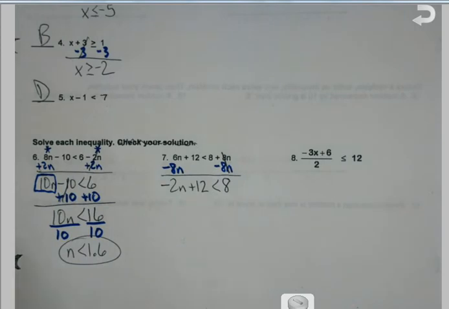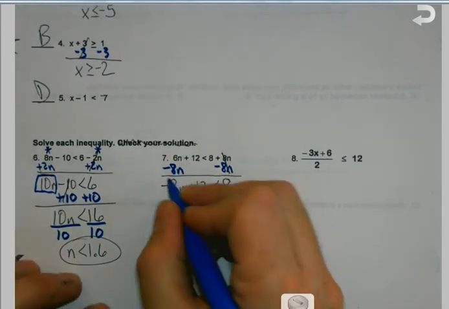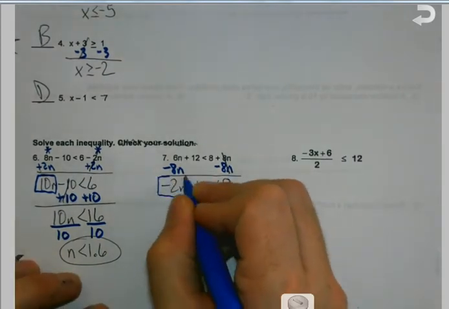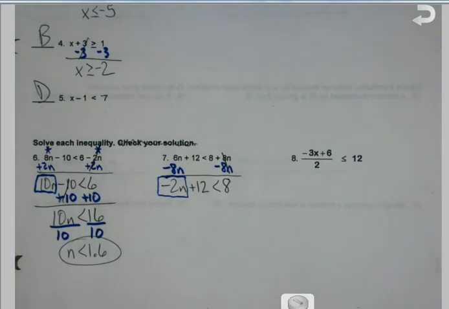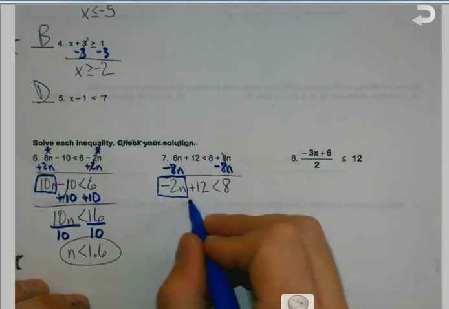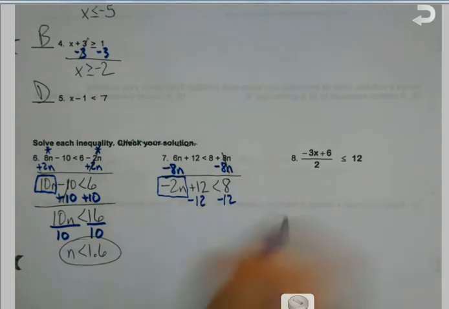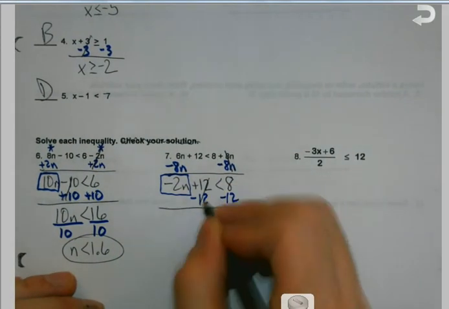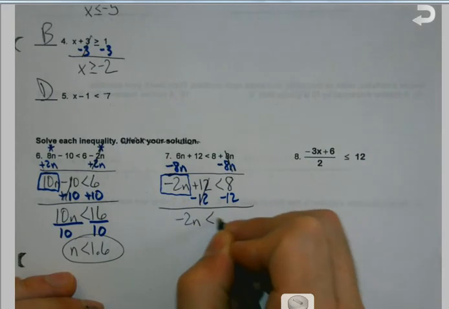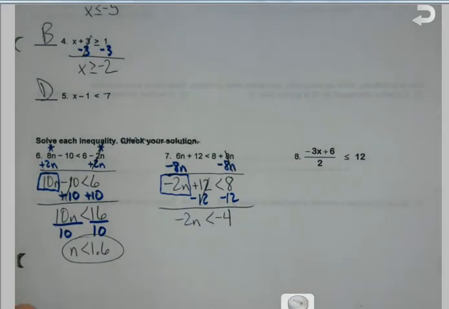Because once I get them all to one side, I can just work on getting it by itself. What do I need to do next? Minus the 12. Now, here's the part we haven't talked about yet. We have before, but not today. What's my last step since I'm multiplying n by negative 2? How do I undo multiply?